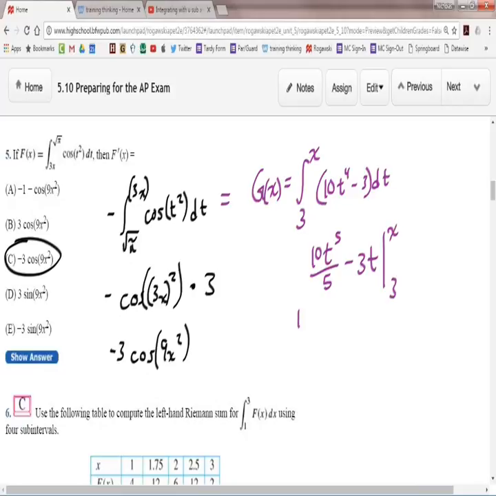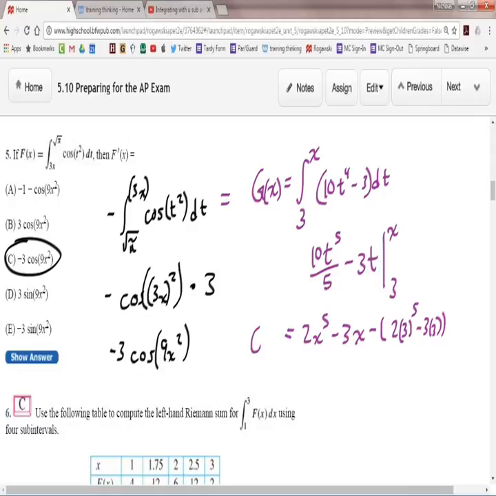So when I plug in the x, I'm going to get 10x to the 5th. Nope, I'm sorry. Let's simplify. 10 divided by 5 is 2, so we get 2x to the 5th power minus 3x. And then we have this 3. So I plug in the 3. I'm supposed to subtract whatever I get when I plug in the 3. So I get 3 raised to the 5th power minus 3 times 3. Now I'm not going to simplify this, but I do know that I'm going to get a number with that.